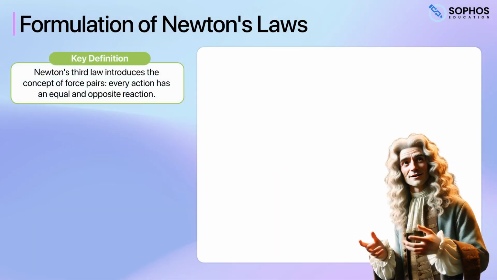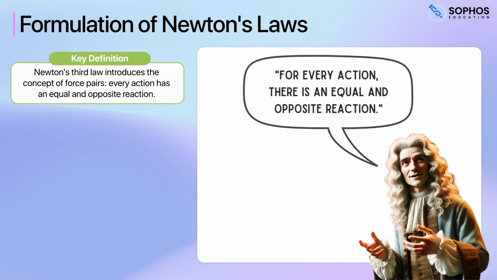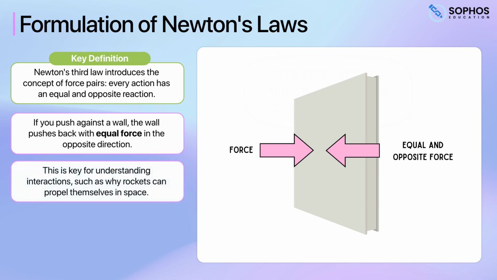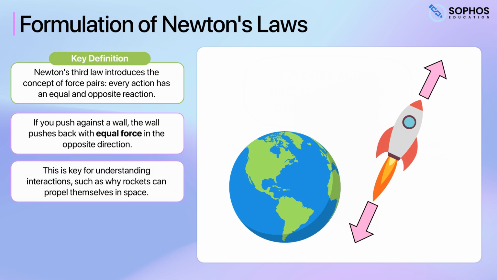Newton's third law is commonly phrased as, for every action, there is an equal and opposite reaction. This law introduces the concept of force pairs. If you push against a wall, the wall pushes back with equal force in the opposite direction. It's a crucial principle for understanding interactions, such as why rockets can propel themselves in space.